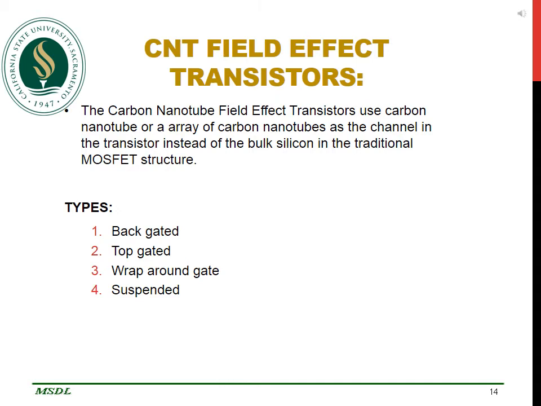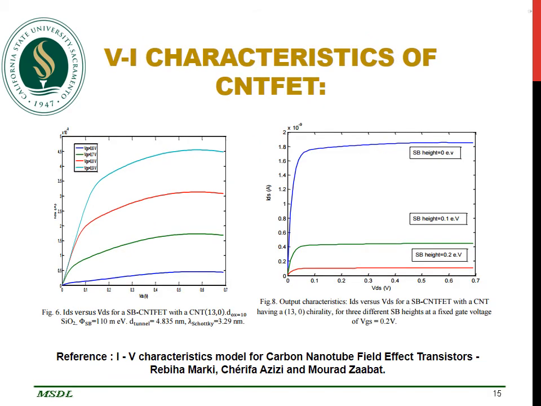The wrap-around gate CNT FETs have the entire circumference of the nanotube as a gate. This improves their electrical performance, reducing the leakage current. The suspended FETs have the entire device fabricated first, and the oxide is etched down in the center to provide a trench, and tubes are grown and suspended over the trench. The graphs shown in the slide represent the VI characteristics of CNT FETs. We can see that they are similar to the traditional MOSFETs.